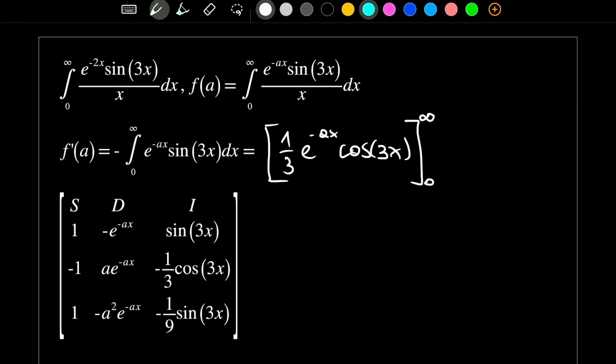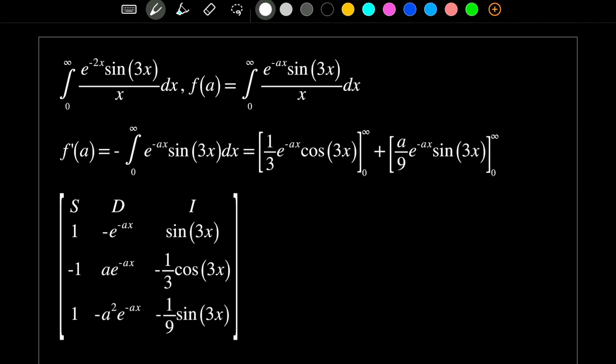And then the second part we're going to need to evaluate is this. So let's see, what's that going to be? Again, multiplying two minus signs, so that's going to give us a positive a over 9, and then we're going to get e to the power of minus ax times sine of 3x evaluated from 0 to infinity. Now don't forget that we actually still need to write down our integral, but we're first going to evaluate these two functions. Let's start with the easiest one.